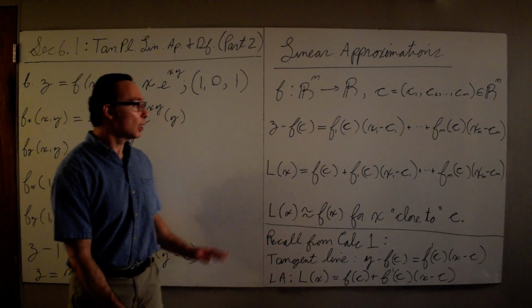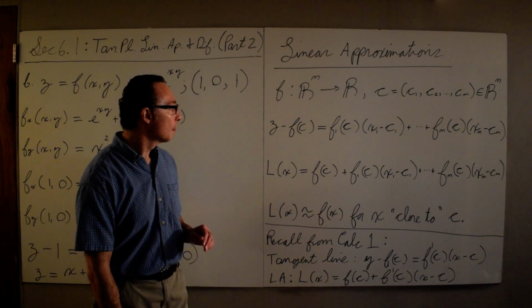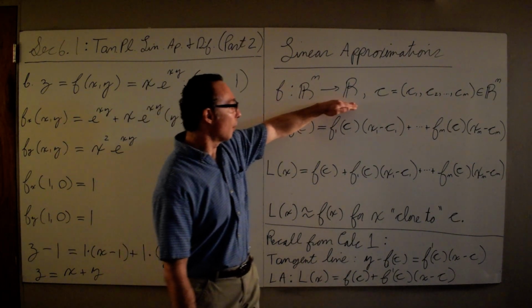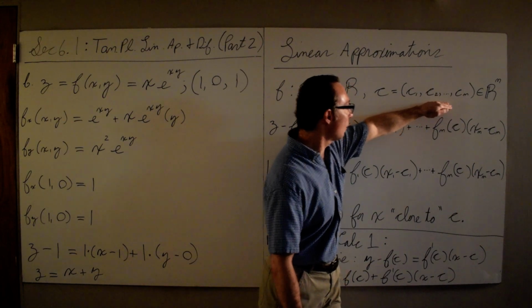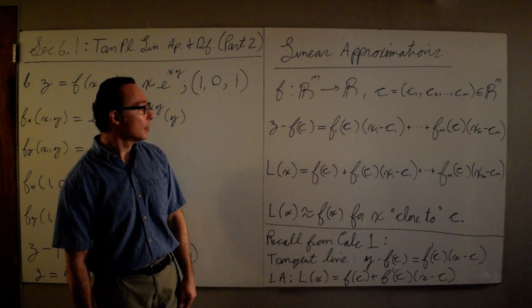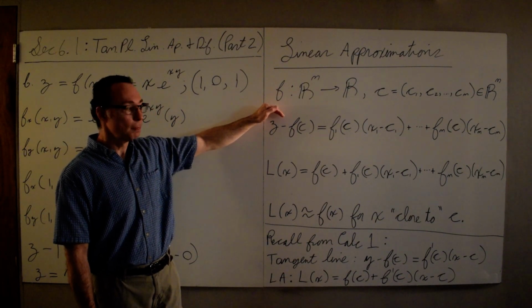Now, we're going to generalize this concept of a linear function. And so we have a function f from R^n into R. We have c as a point in R^n, and f is nice. All the partial derivatives of f are continuous at c. That's what we mean by nice.